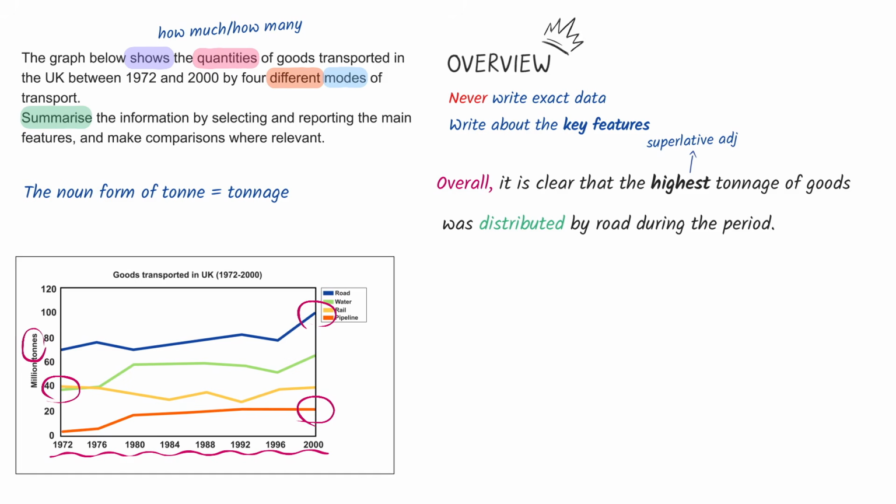Now, we're going to talk about the lowest. Now, here we need a cohesive device. Cohesive devices, you remember, you know that when we're talking about something which is the opposite of the previous sentence, we use some cohesive devices.